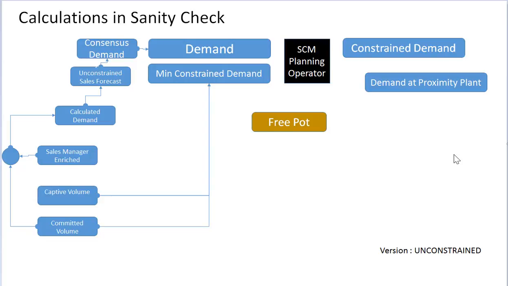In this recording, we are going to see how the calculations are carried out by the system in the Sanity Check use case. Very important to mention that this use case will be carried out totally using the version unconstrained planning. This means that all the information from the base version has to be copied over to the unconstrained planning version in order to carry out these calculations.